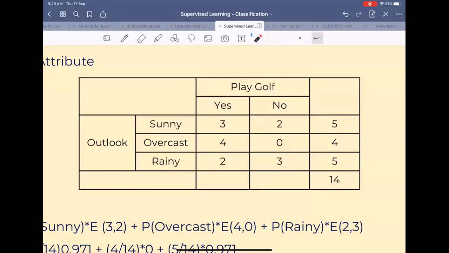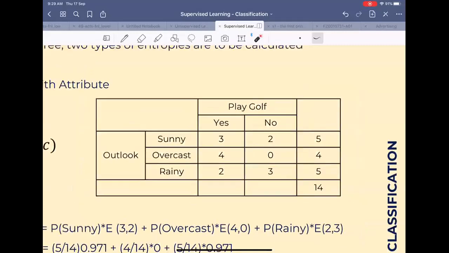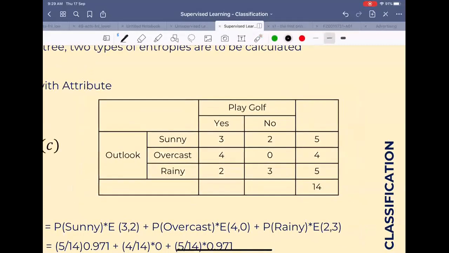So yes, the answer is overcast. Overcast has the minimum entropy. If you remember our entropy curve, it is something like this. On the x-axis, we have probability, or distribution of division. On the y-axis, we have entropy. Entropy says that if I have all as no's, or all as yes, then my entropy will be 0. If I have a mixed number, my entropy will be high.